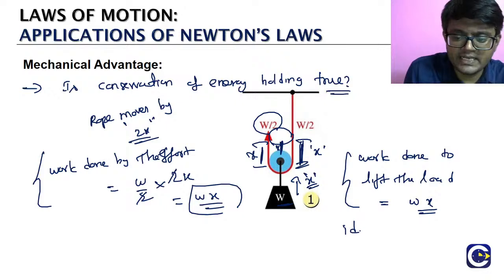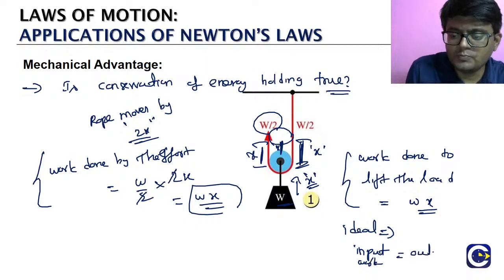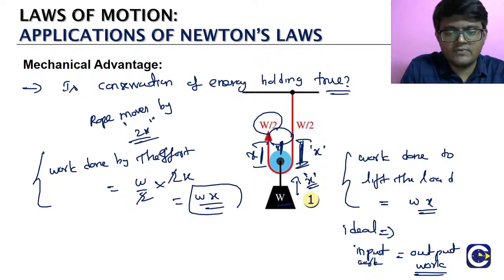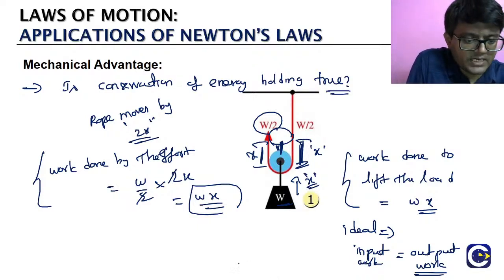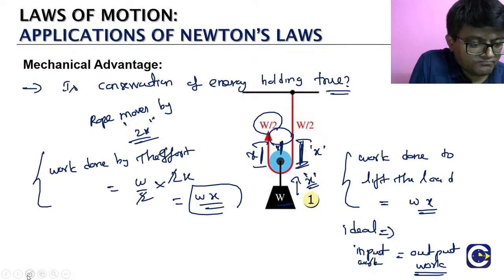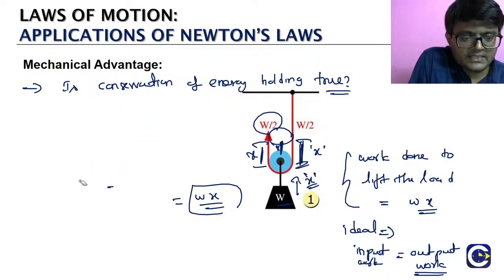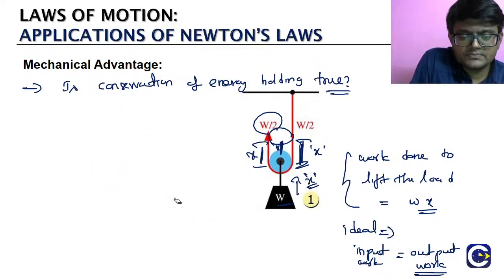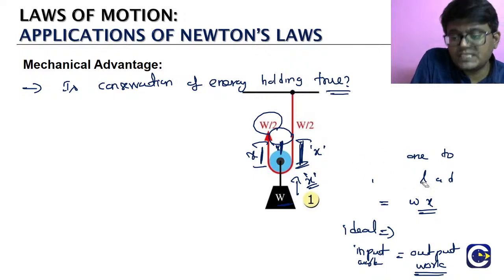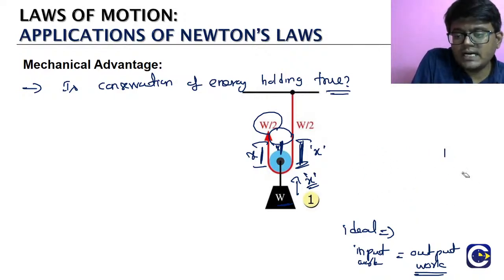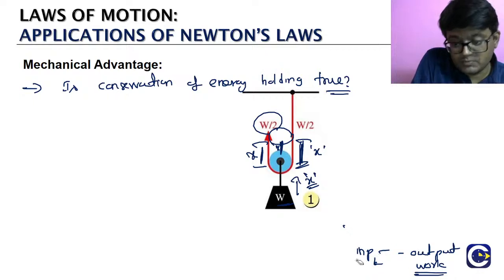What is the ideal case scenario? Input work is equal to output work. Ideally in the mechanical advantage system, input work is equal to output work. But practically, we will have a difference. If you observe practically, you will have a difference. So you will not be able to achieve what we call 100% efficiency. We cannot achieve that.